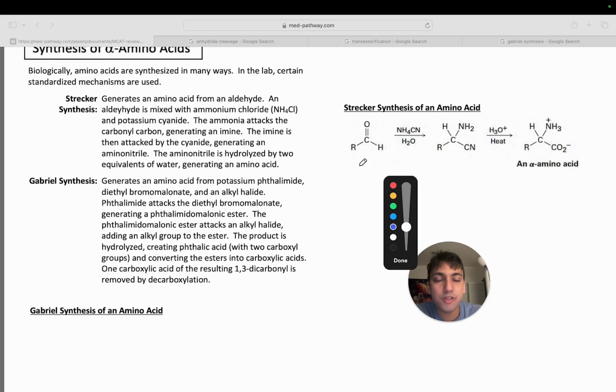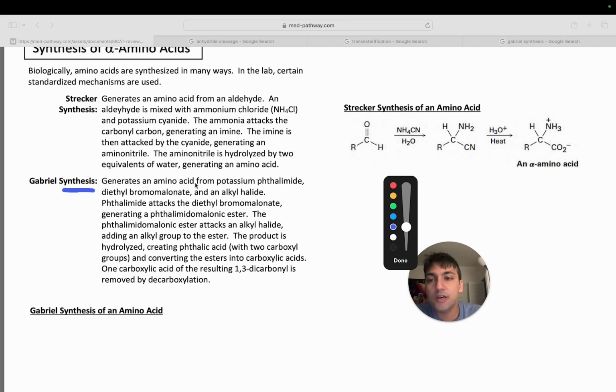Now, you might be thinking, how does this actually happen? How does this cyanide get converted to carboxylic acid? And truth be told, I don't know, and I don't think you need to know for the MCAT. How this process occurs is beyond what you need to know. What's more important is that you understand we're using NH4CN, we're using protons, and basically we're converting this aldehyde into an alpha amino acid.